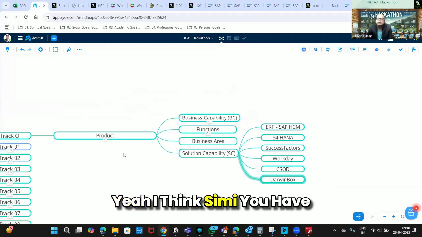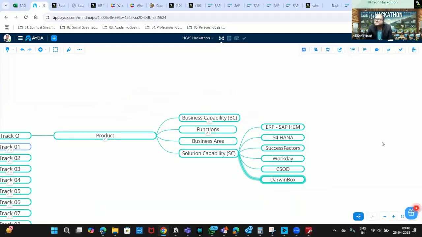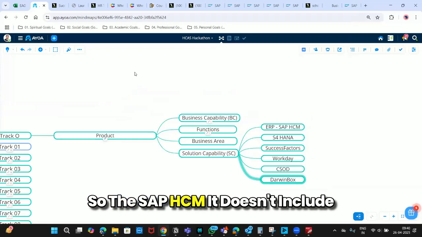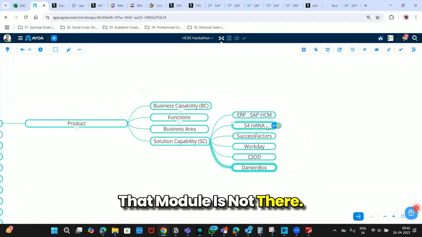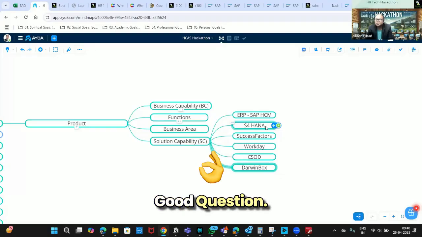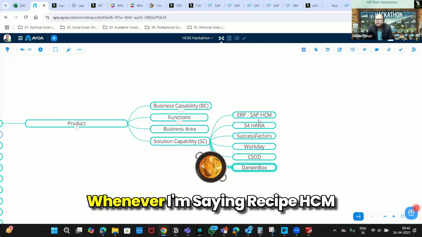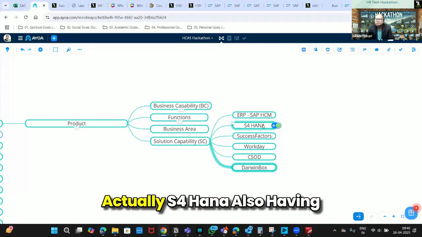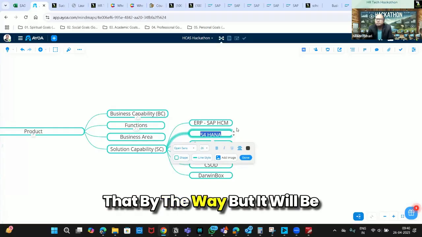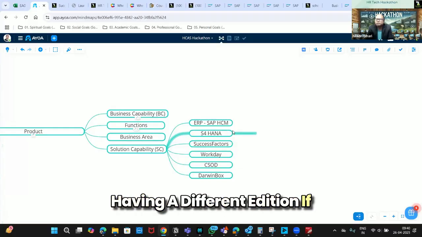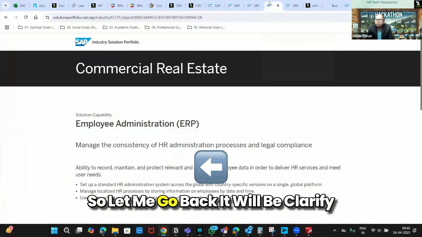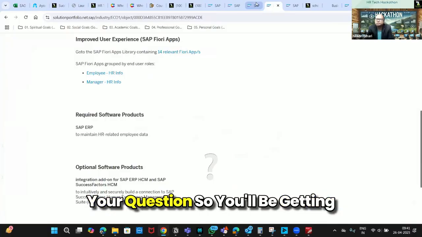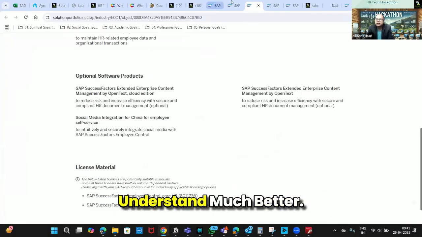Simran, you have a question, please go ahead. Does SAP HCM not come under S4HANA, or is that module not there? Good question. Whenever I say SAP HCM, S4HANA also has that, by the way, but it will have a different edition. Let me go back to the portfolio, it will clarify your question and you will understand much better.